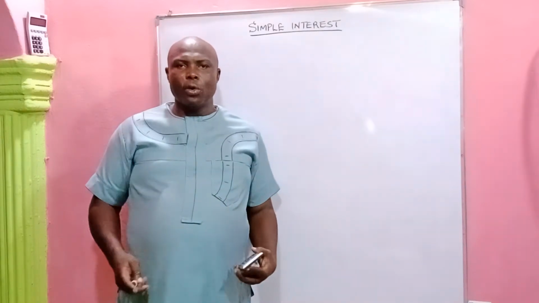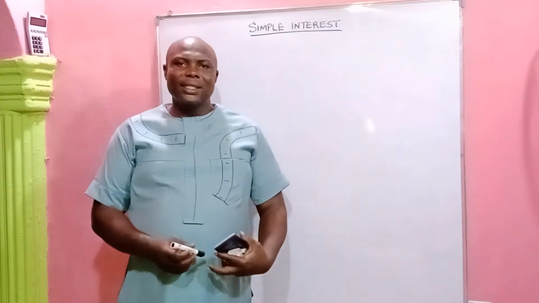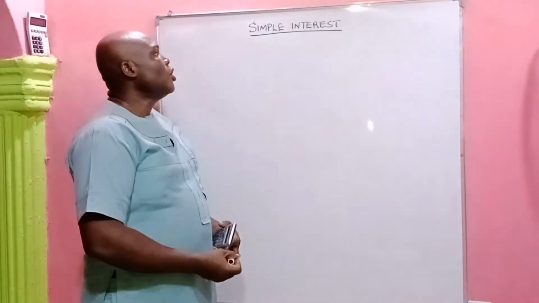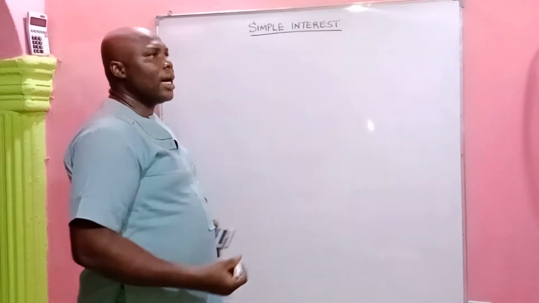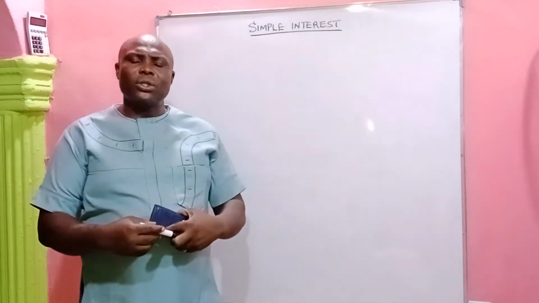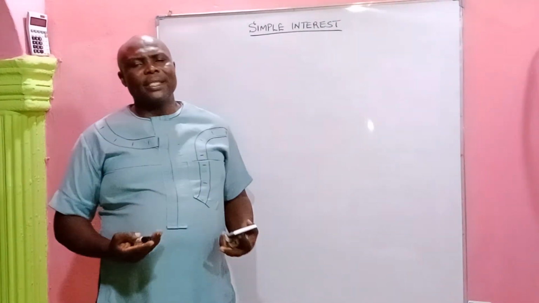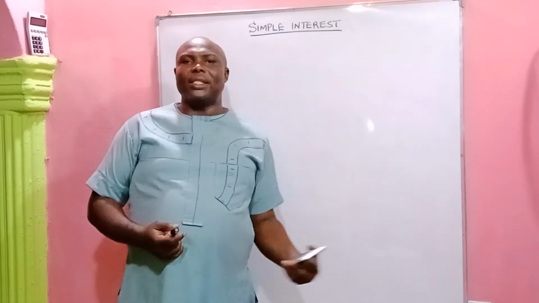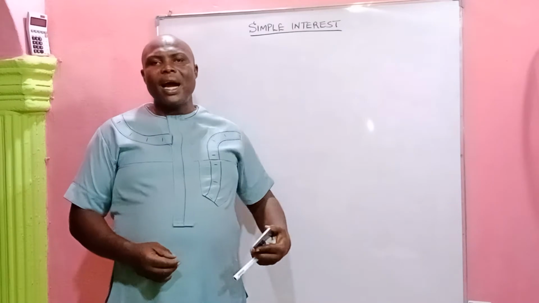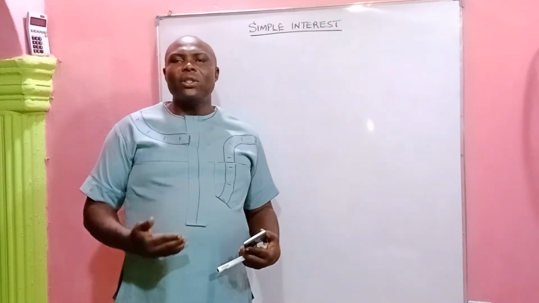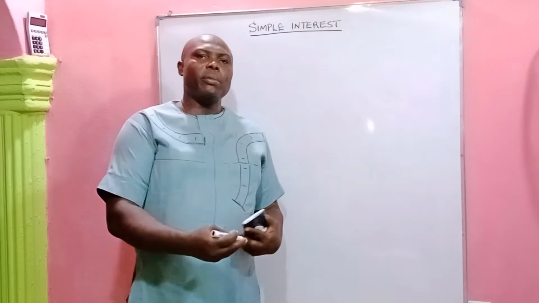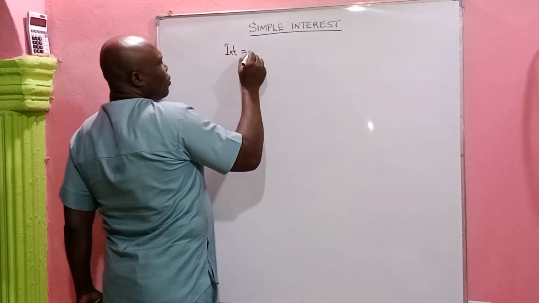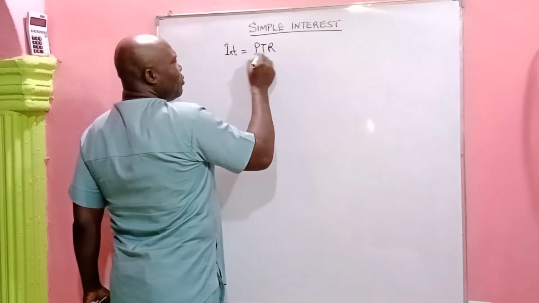I am Mr. Mike Omini, and today I bring to you simple interest, one of the aspects of maths for finance. So we take simple interest. If a particular sum of money is invested for a number of years at a particular interest rate per annum, you can find the simple interest at the end of that period using the formula: interest, the simple interest, is equal to PTR over 100.